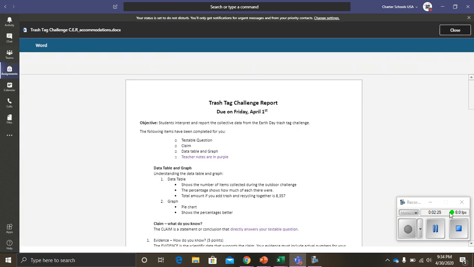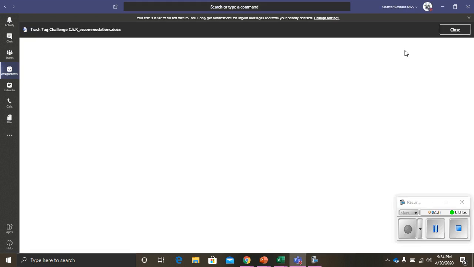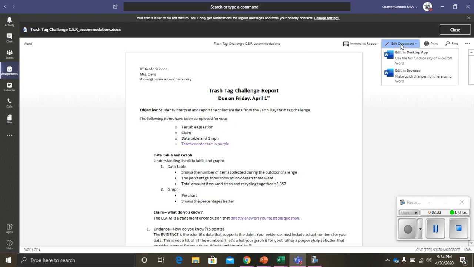Let's see if it'll let me do it. The other way you can do it is go right here to edit document, edit in browser. Edit in desktop app means it'll open up Word for you, so don't pick that one if you don't have Word on whatever device you're using. Click this one. You're going to edit it right here in Teams. And it saves automatically so it won't lose your work. Just don't accidentally submit it. So let's edit it in browser.